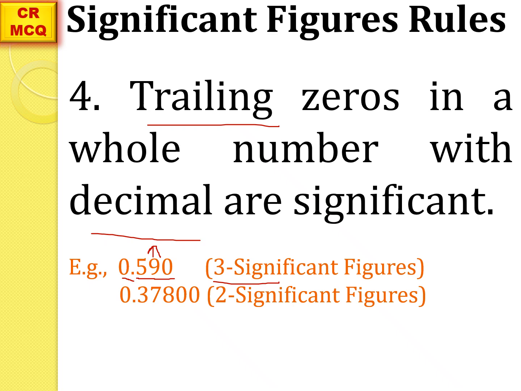In the next example, 0.37800, these zeros which are written after the 8 are trailing zeros, and these are significant, whereas the 0 written in the beginning is the preceding 0, it is insignificant. So counting starts from 37800. So overall in this example there are 5 significant figures. By mistake here 2 is written, so correct it. There are overall 5 significant figures.